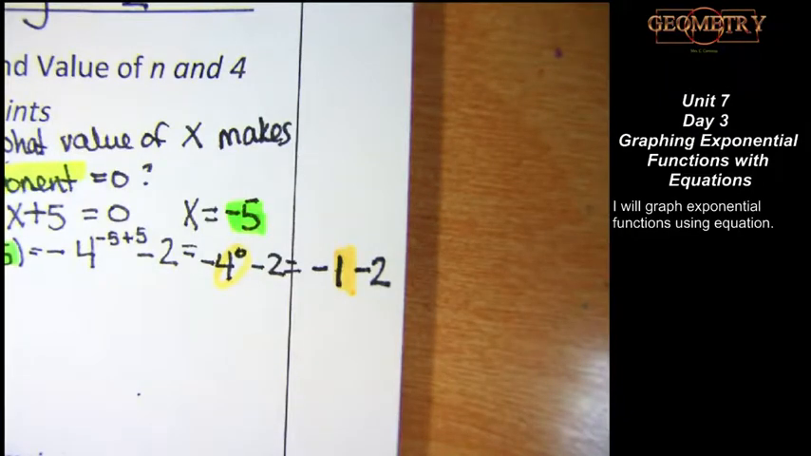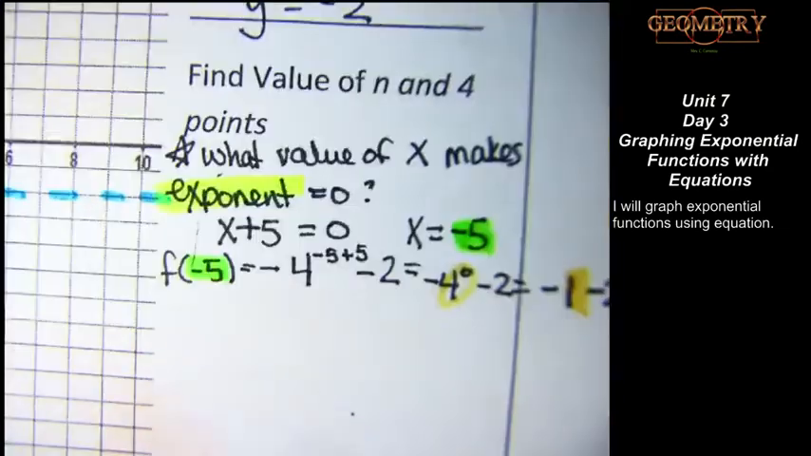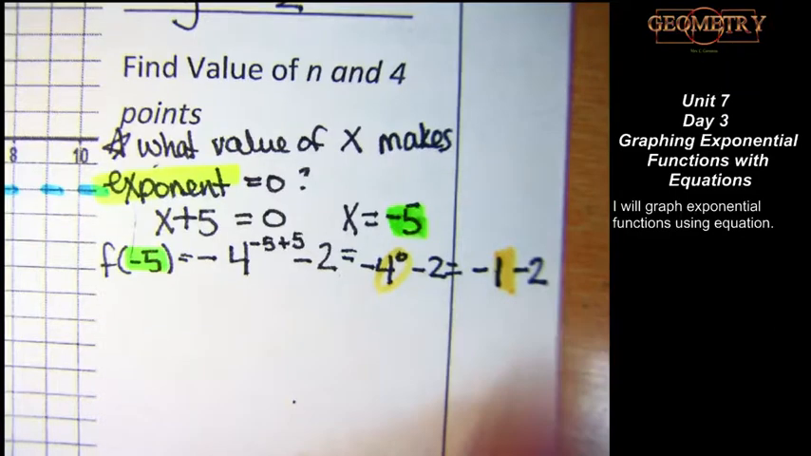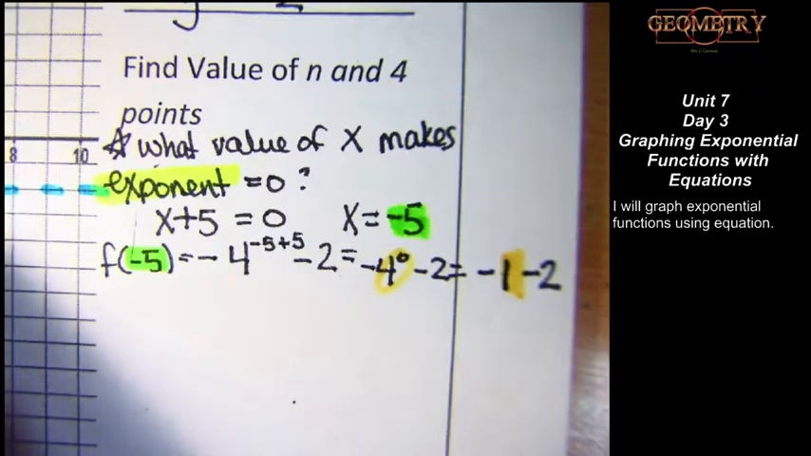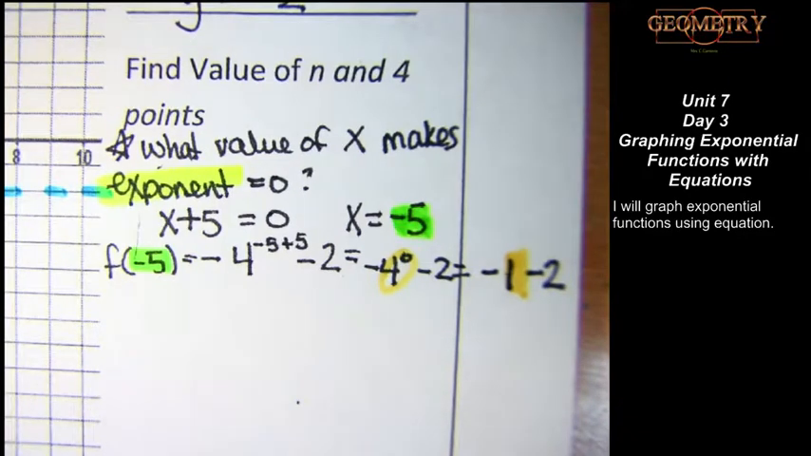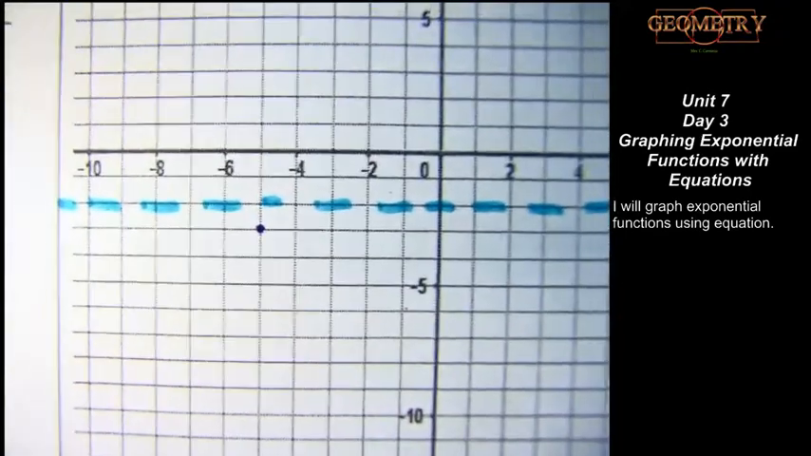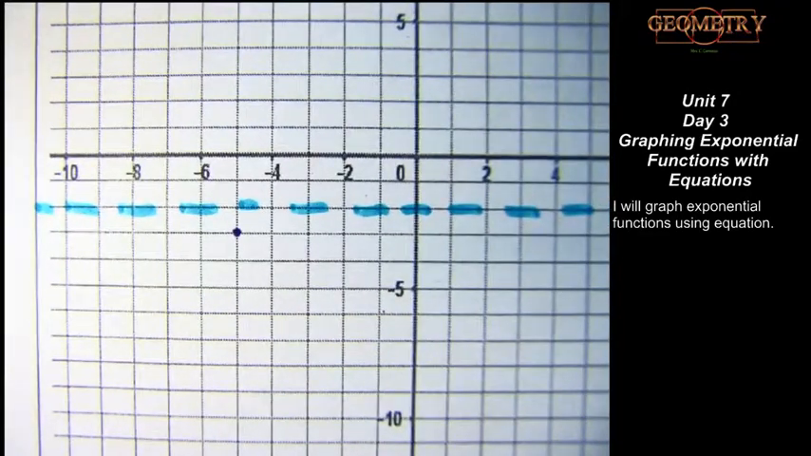Negative 3. Okay, so I'm going to go back to my graph and I'm going to plot that point. x negative 5, y negative 3. I know you can't see it, but I'm over here on my graph and I'm plotting negative 5, negative 3. Do that on your graph. I'm going to scoot this over. There's my point at negative 5, negative 3. All right.